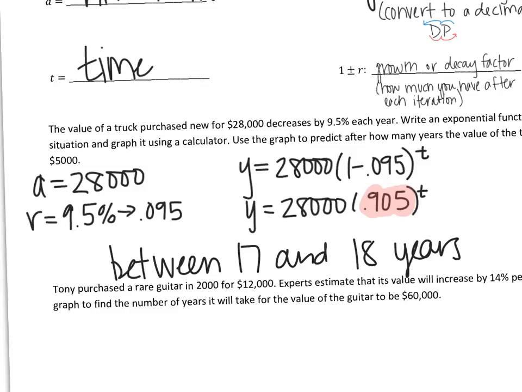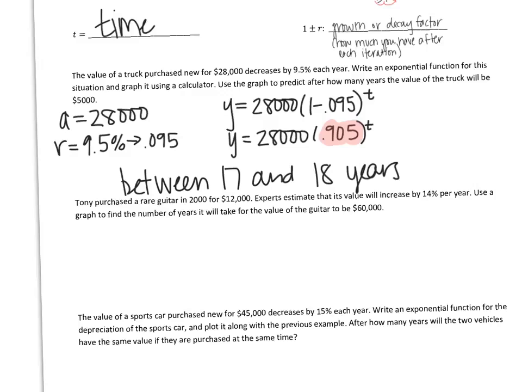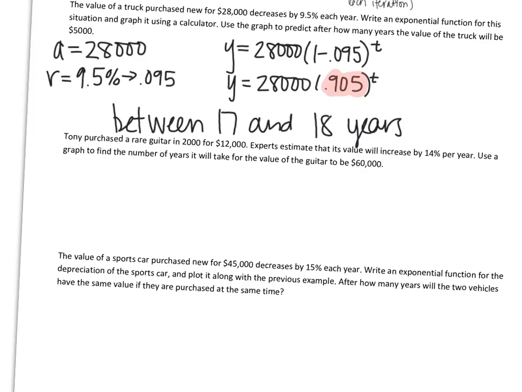Okay, we're going to skip the next question and go on to the next question. I'll come back to the one about Tony purchasing a rare guitar, but we need to look at the third question on here. The value of a sports car purchased new for $45,000 decreases by 15% each year. Write an exponential function for the depreciation of the sports car and plot it along with the previous one. So we're going to compare this one to the first one that we did.